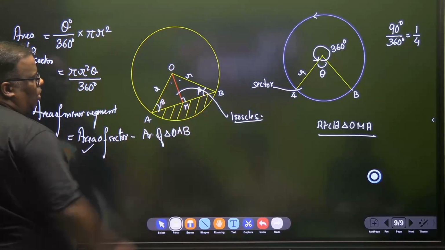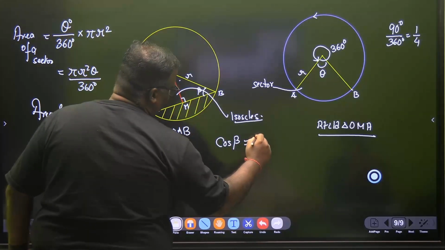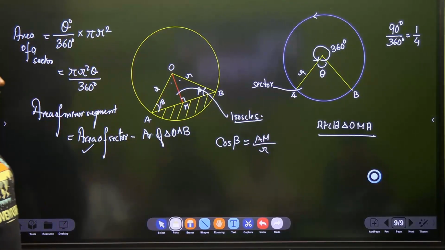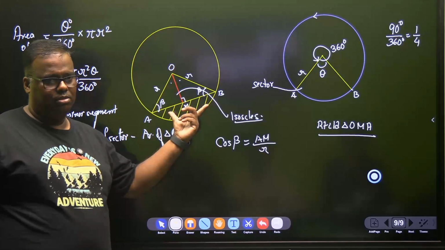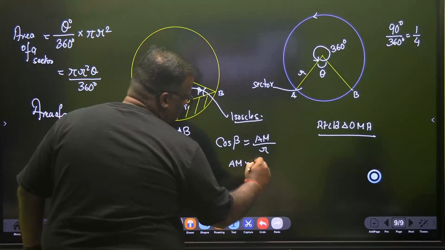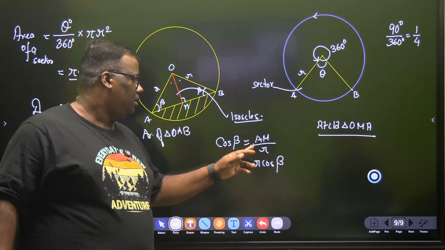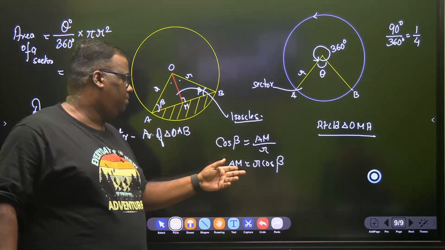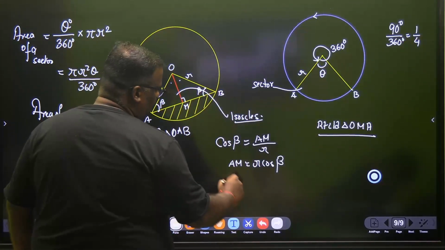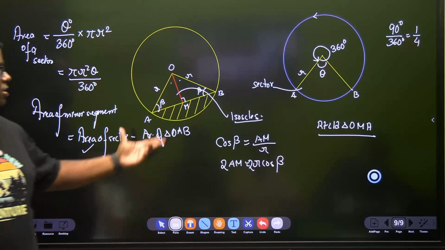We know the value of this particular radius. Our job is to find the chord length. If you use the relation cos beta is adjacent side, which is AM, divided by R, and AM is half of your chord, right? So AM now becomes R cos beta. R is known to me, and cos beta is also known to me. I now want to find the base of the triangle. The base of the triangle is 2AM, which is equal to 2R cos beta. No issues. We have got this.